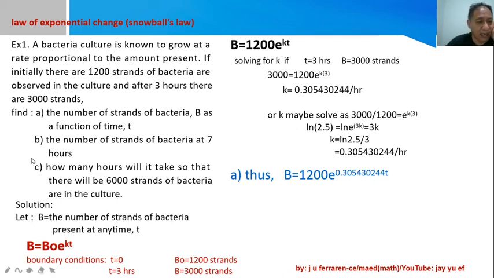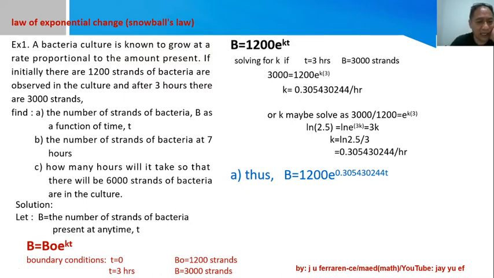Thus, letter A requires us to give the function B, expressed as a function of time. So there is the initial amount and there is now a value of our K. So it is complete. Our formula is now provided with the initial amount and the value of our K.